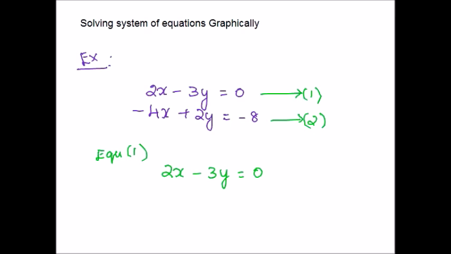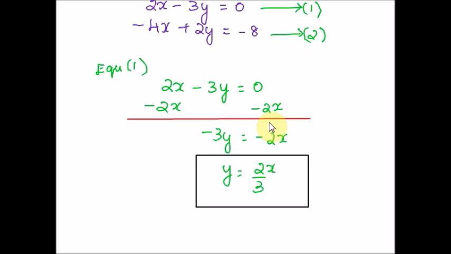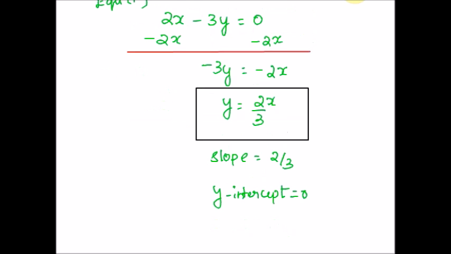Subtract 2x from both sides. Divide both sides by negative 3. Negative over negative is positive. This is the equivalent equation for equation number 1. This is of the form y = mx + b, where b is 0 here. So the slope is 2/3 and y-intercept is 0. Now let's rewrite equation number 2 in the same way and write it in the slope-intercept form.